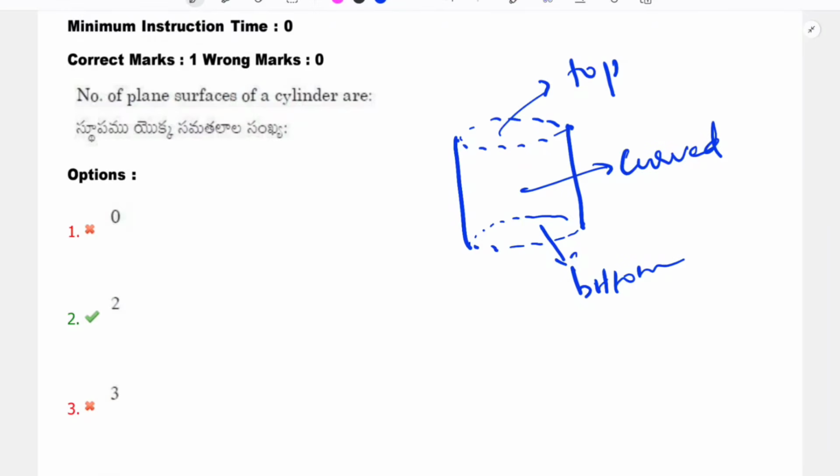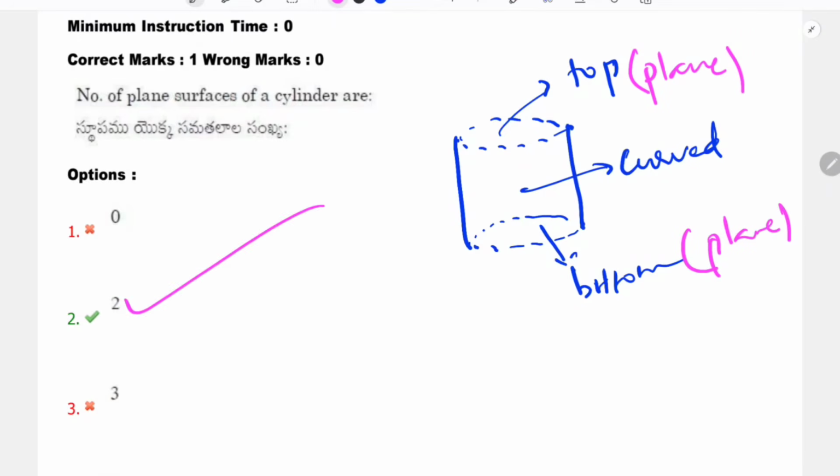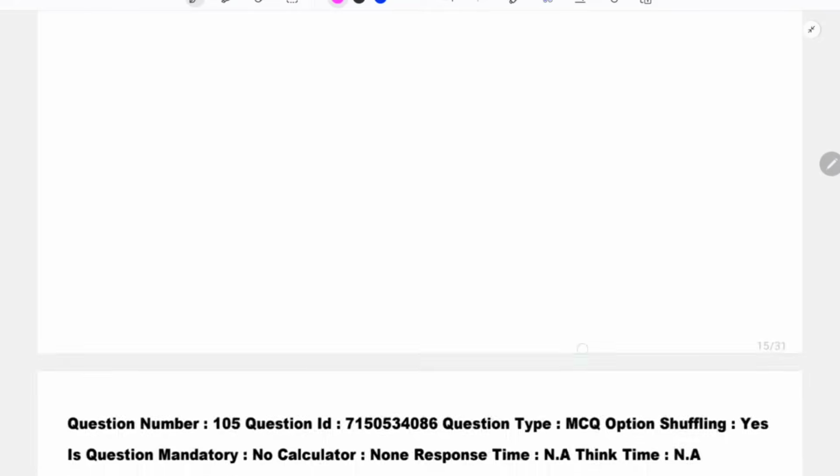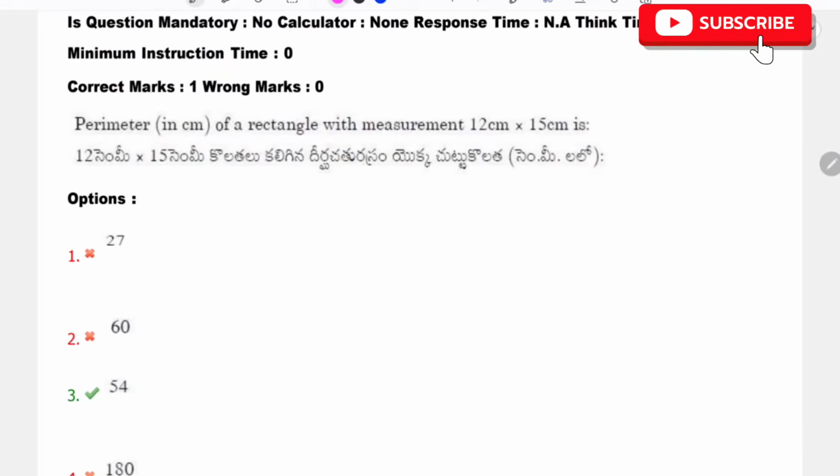So the number of plane surfaces in the cylinder: remember, the top is plane and the bottom is plane in a cylinder. So how many parts are there? 2 parts. Clear? 2 parts are plane surfaces in the cylinder. In case of the curved part, if the question is how many curved surfaces in the cylinder, then your answer will be 1 part. Basic question, 5th, 6th class.